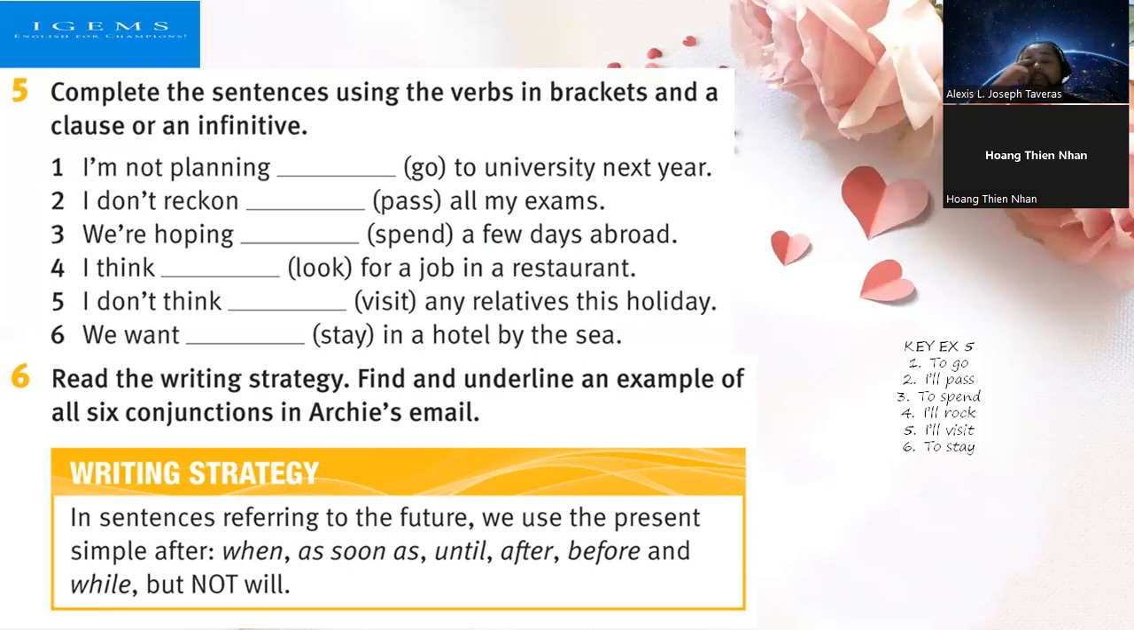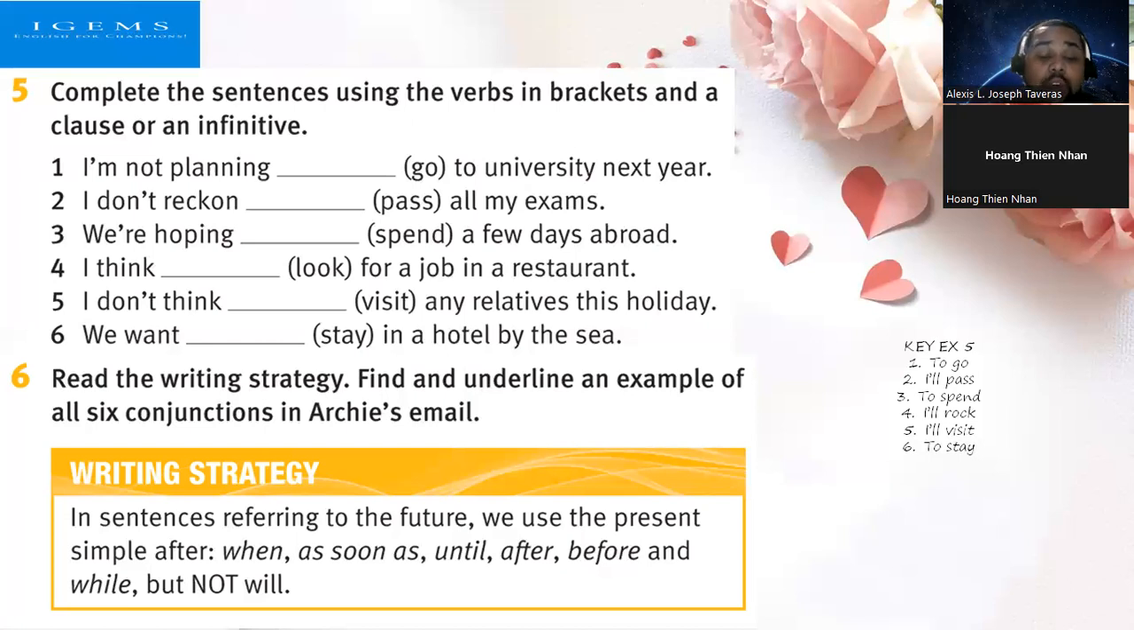Okay, so this is just a writing strategy. So here you're going to, or in this one, you just need to underline an example of the six conjunction in Art's email. But based on the information that was there, so you will complete this, all right? Okay, look at this. This is a writing strategy, all right? And you can do this exercise on your own, all right?